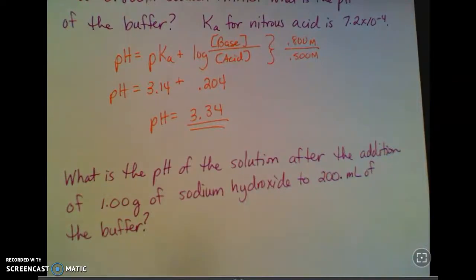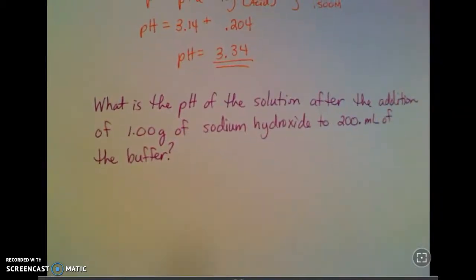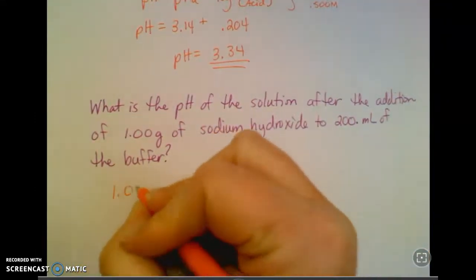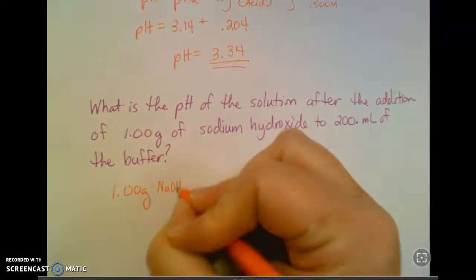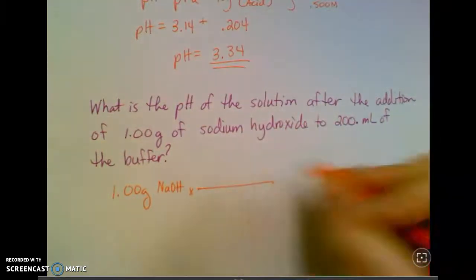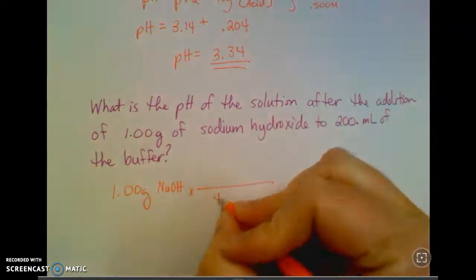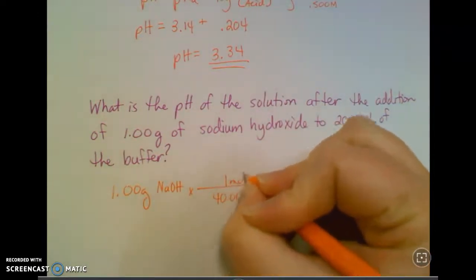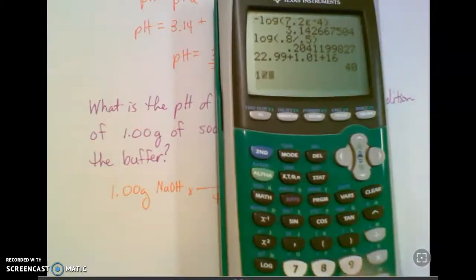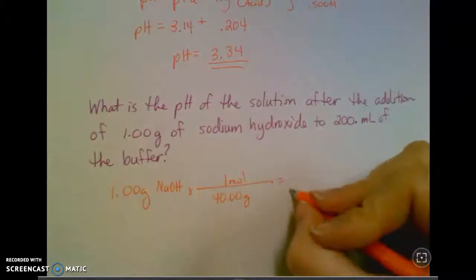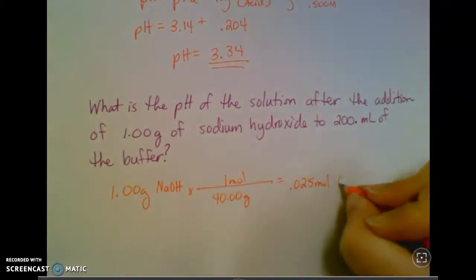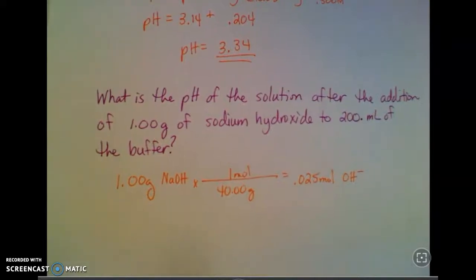What is the pH of the solution after the addition of 1 gram of sodium hydroxide to 200 milliliters of the buffer? So some conversions here to do. 1 gram of sodium hydroxide. Let's see, sodium is 22.99 and hydrogen 1.01. Oxygen 16, so that's 40.00 grams per mole. So I've got 0.025 moles of hydroxide. And so what's that hydroxide going to react with?